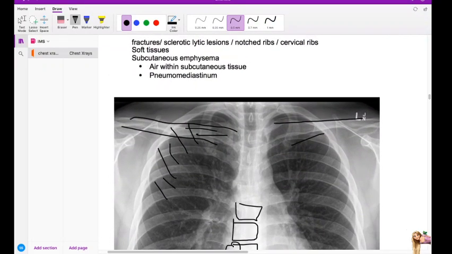In bones, you look for any fractures, any rib fractures, any sclerotic or lytic lesions, and then any notched ribs. Can you tell me in which condition you see notching of the ribs?